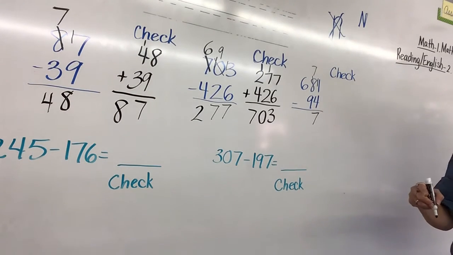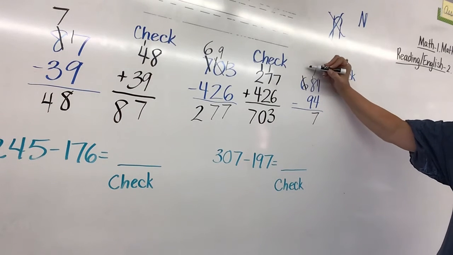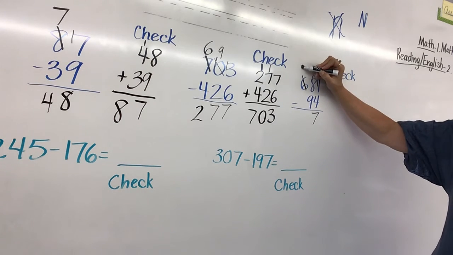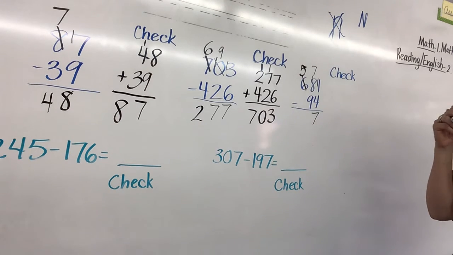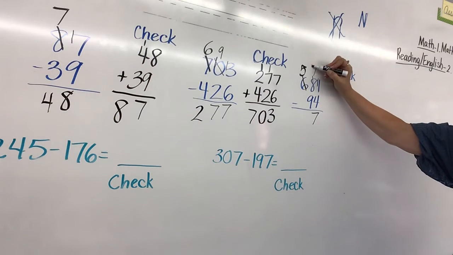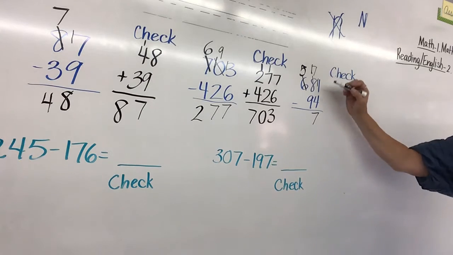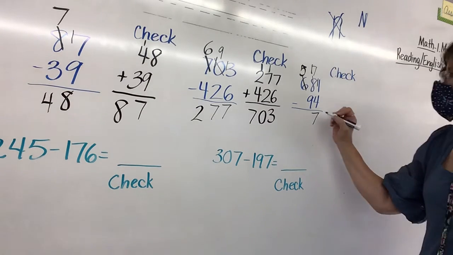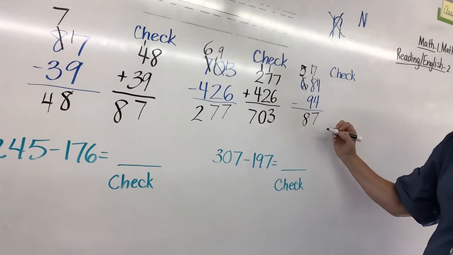7 minus 9? You can't do that. So we're going to go to the hundreds column, cross out the 6 in the hundreds column, and it becomes a 5. That 100 we took from the hundreds column becomes 10 tens. 100 equals 10 tens. 7 tens plus 10 tens is? 17 tens. So make that be a 17. 17 minus 9? 8. Very good. And 5 minus nothing? 5.